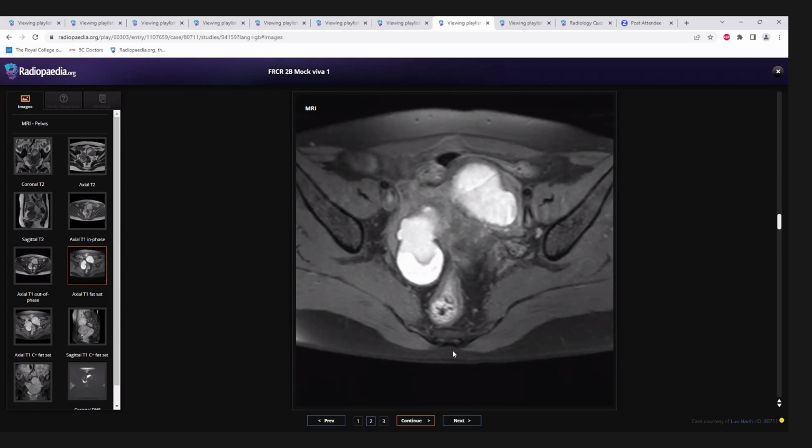And what would be your management? So the findings have to be flagged in the report and conveyed to the gynecologist. They usually go for the surgical option. Tubo-oophorectomy is the usual management for this if the patient wants to preserve fertility. Awesome.